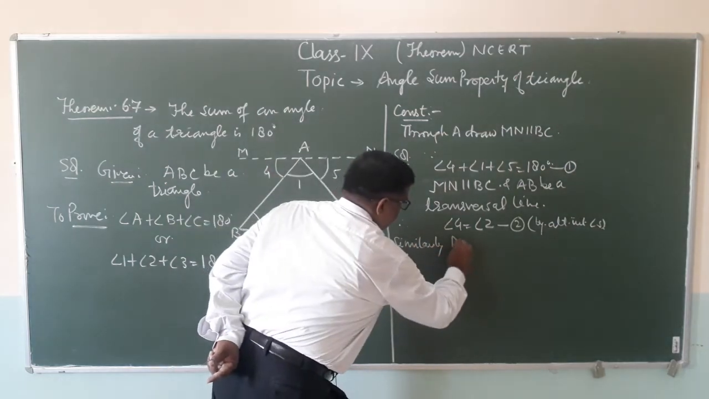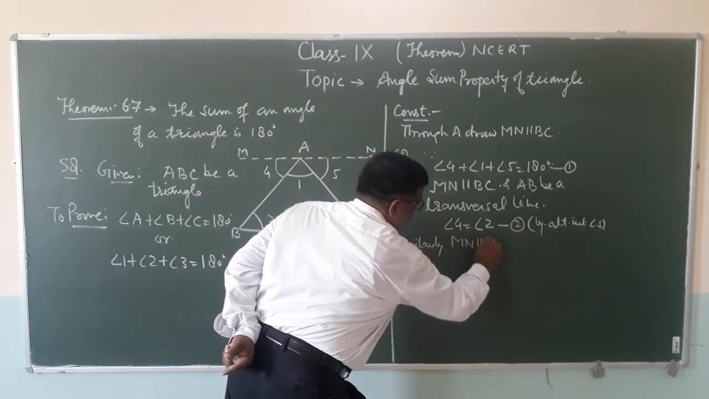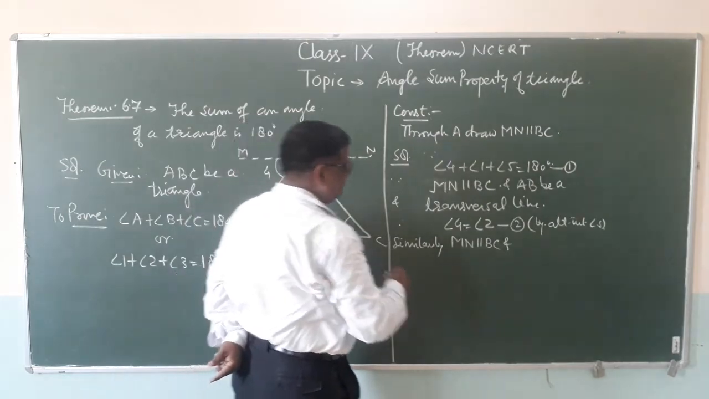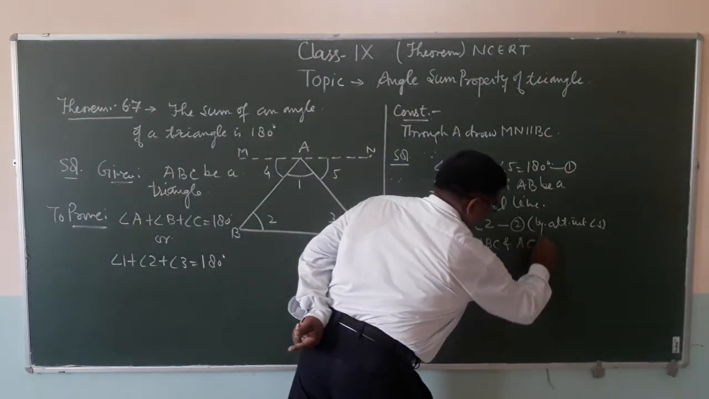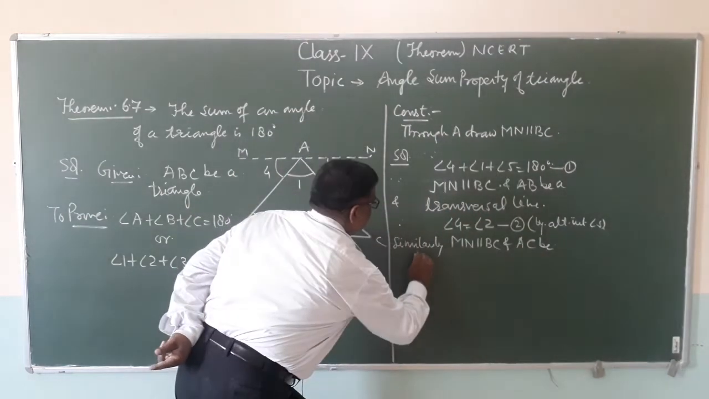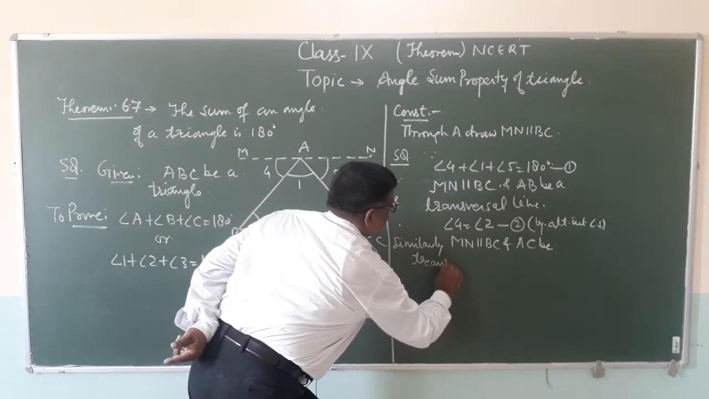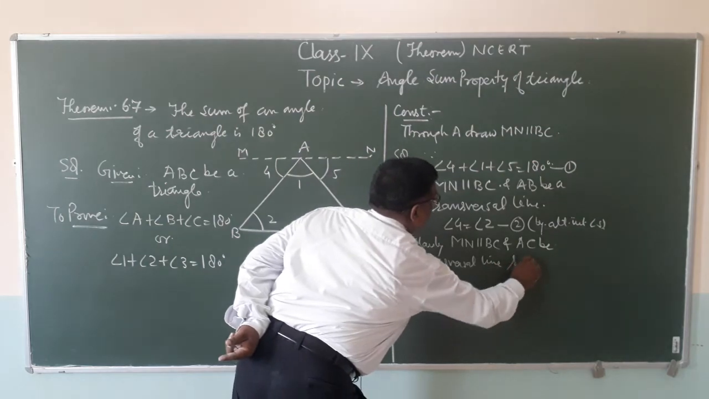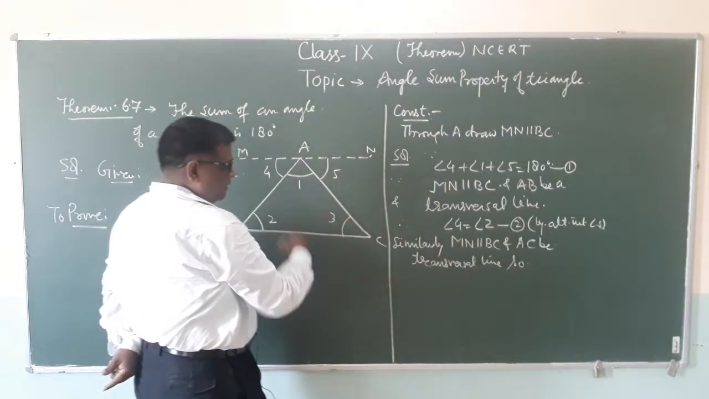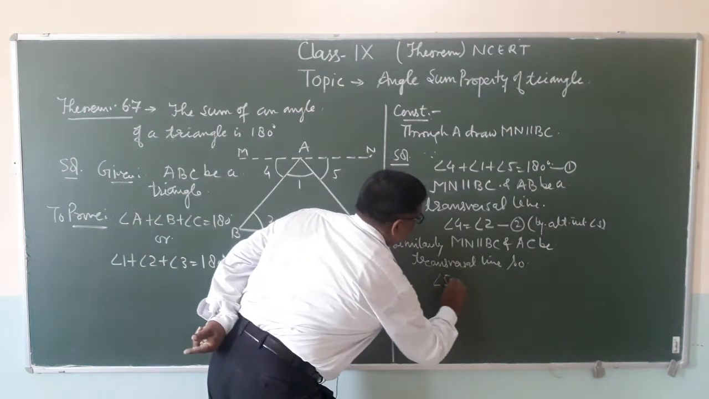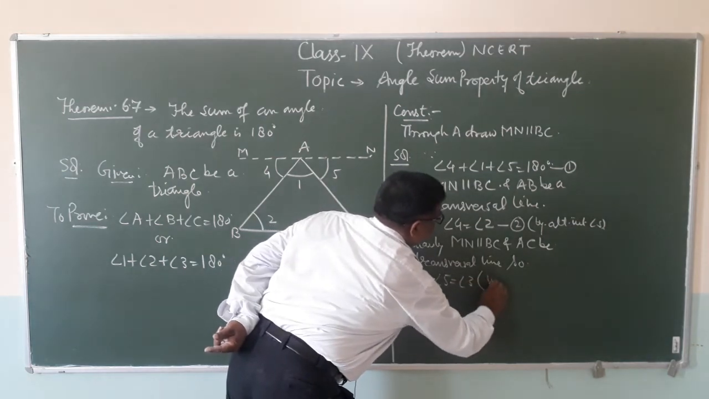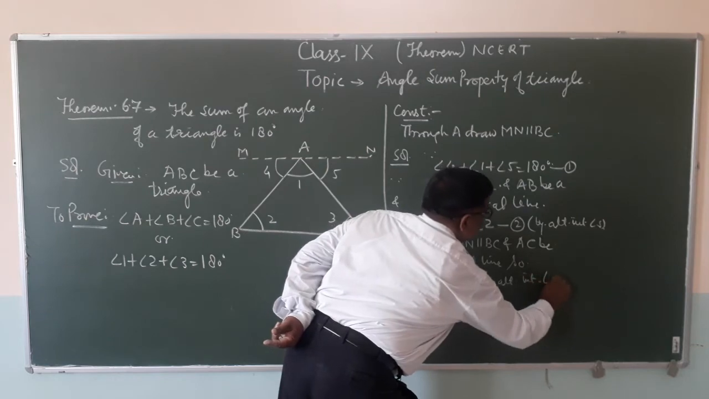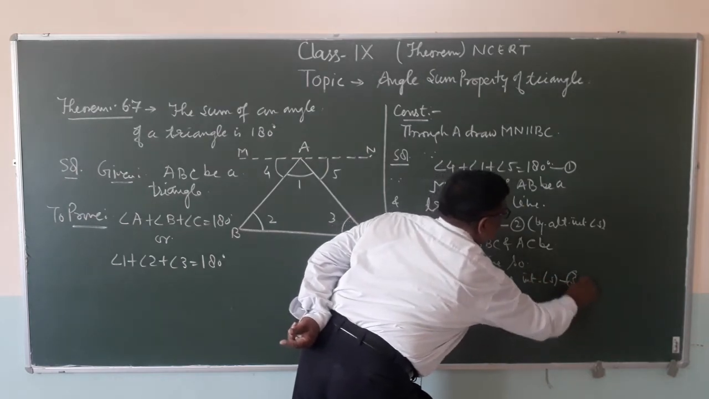MN is parallel to BC and AC is a transversal line. So angle 5 is equal to angle 3, by alternate interior angles. This is equation 3.